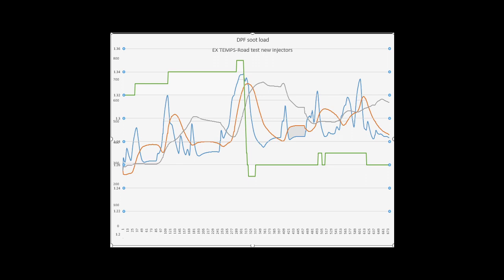Our new injectors are atomizing fuel properly. There's not a lot of smoke, if any, exiting the exhaust ports, so the engine is back to running as it should. This graph represents what you should see in a good running engine.